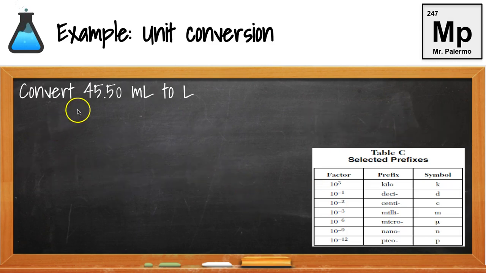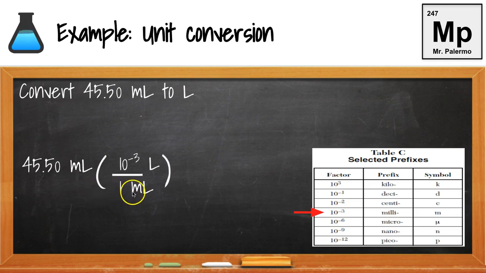I want to convert 45.50 milliliters to liters. So our base unit involved in this is going to be the liter, which is a unit of measuring volume. So I use my starting amount, which is 45.50 milliliters. I locate milli on table C, which is here. So we know 1 milli is equal to 10 to the negative third base units, in this case liters. That's our conversion factor. So 1 milli is equal to 10 to the negative third liters.